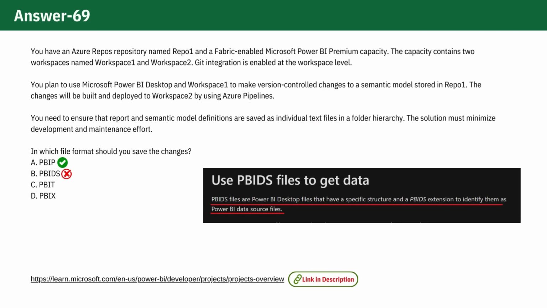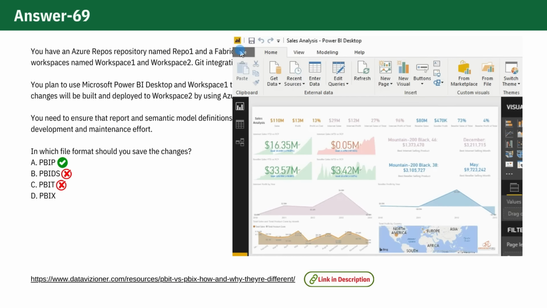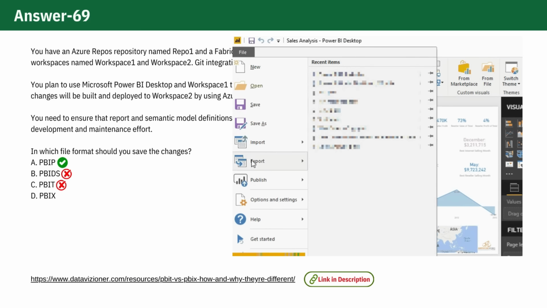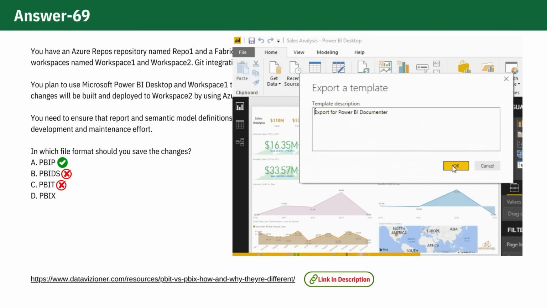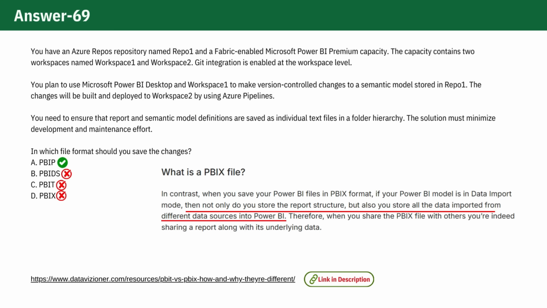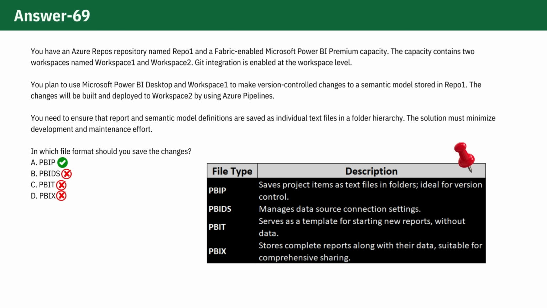Here's why the other options are not suitable. PBIDS files are specific to Power BI data sources and are used primarily for managing connection settings, not for saving project files. PBIT files are templates that provide a starting point for reports, but do not include actual data, making them unsuitable for complete project versioning. PBIX files contain both the report structure and the data imported from various sources, which is more than what's needed for simple project management and version control. Below is a summary of the key differences between these file formats.